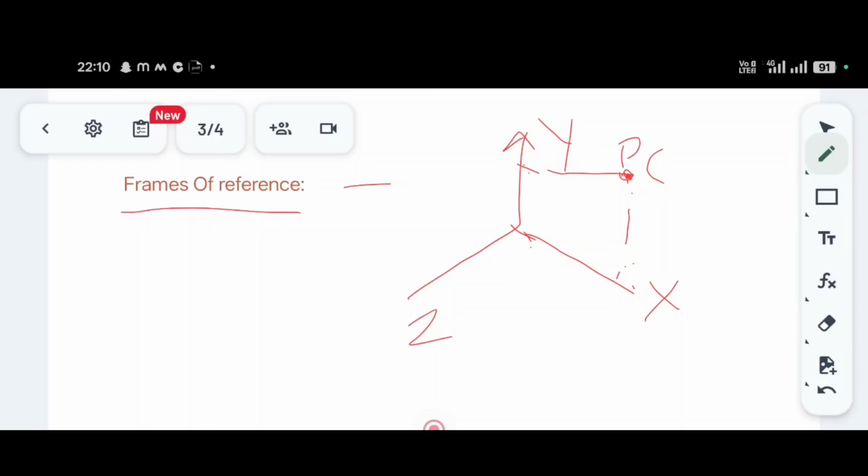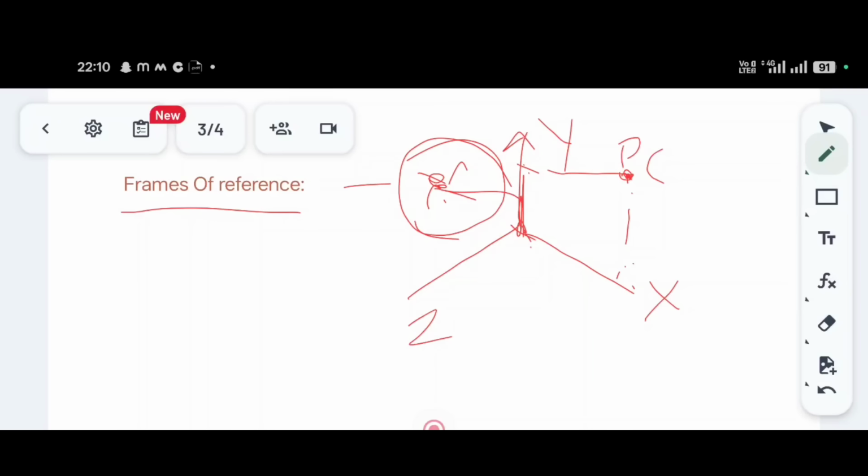Now if a bird is flying, what will be the frame of reference for this? Something, a building it may be, or a tree from which it is flying. So that becomes the frame of reference.